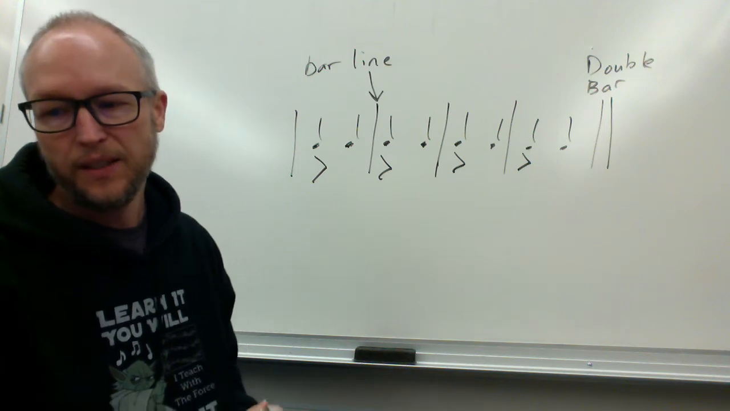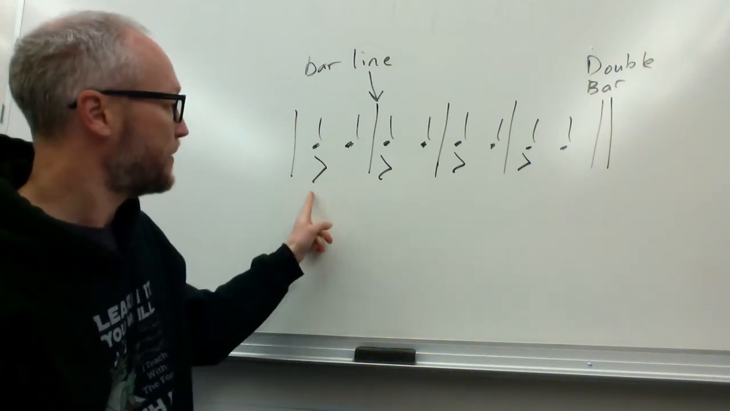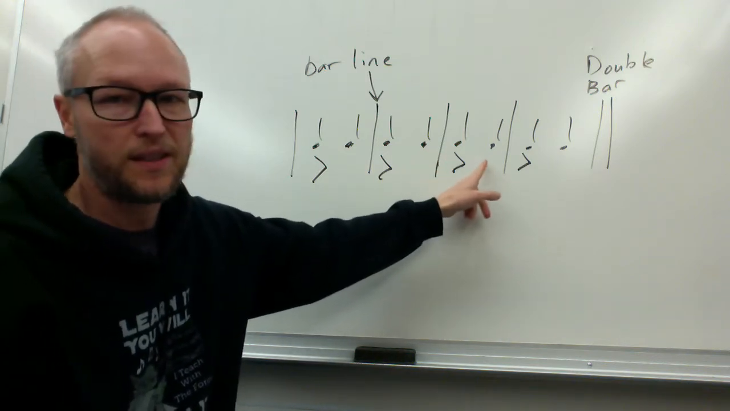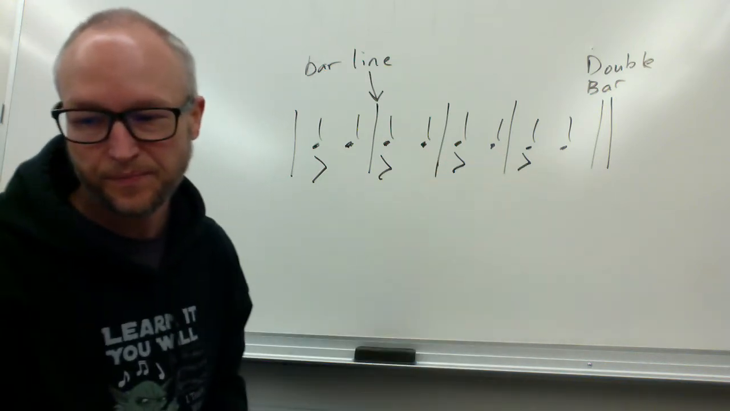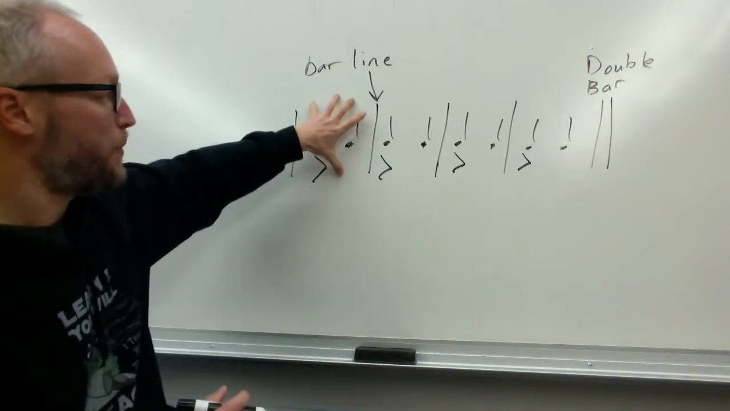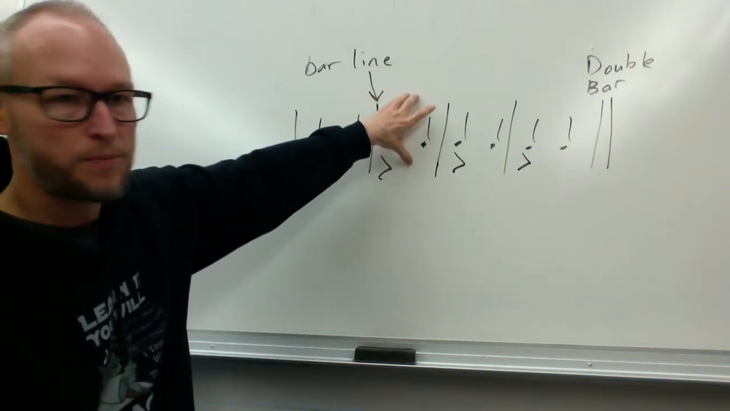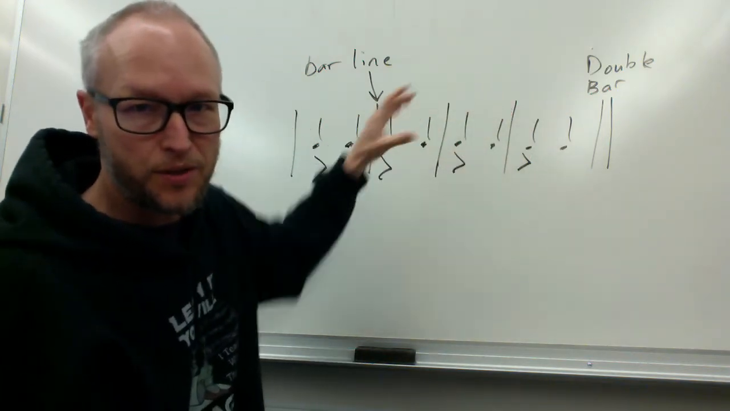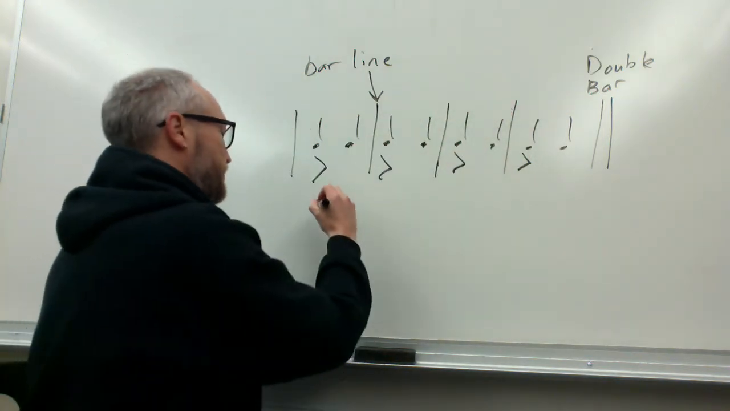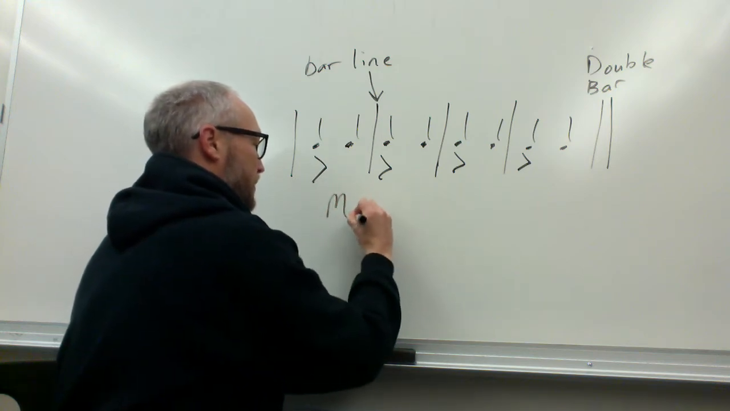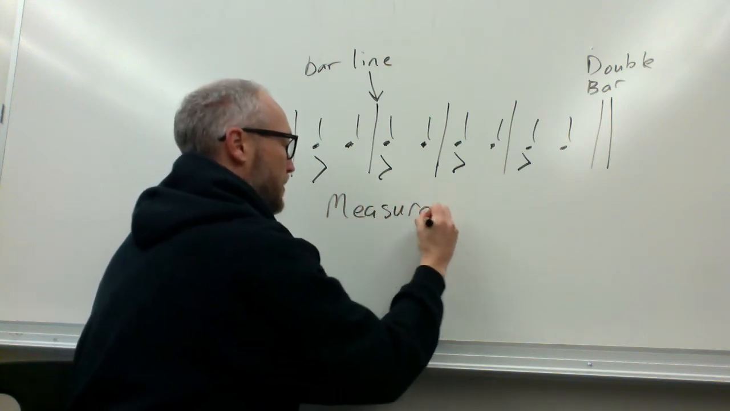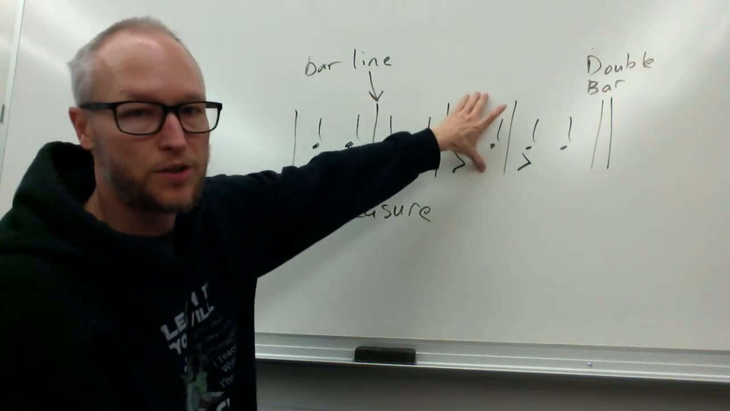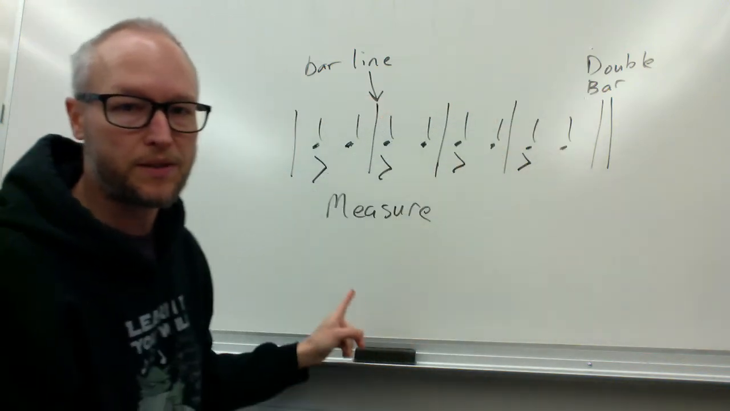And now, let's go ahead and say it again. Ta, ta, ta, ta, ta, ta, ta, ta. And now, do you see how we have a group of beats in between each one of these bar lines? These groups of beats get a special name, and the name is measure. So this group of beats is a measure, this group of beats is a measure, this group of beats is a measure, and this group of beats is a measure.